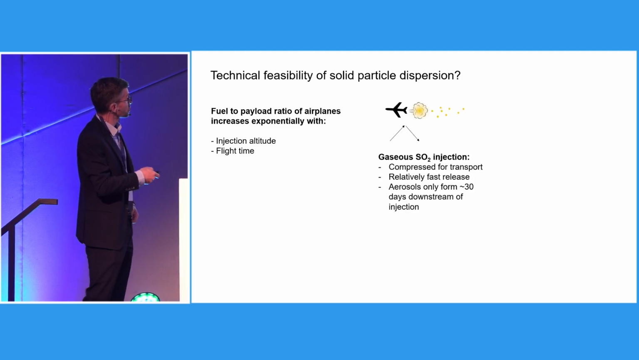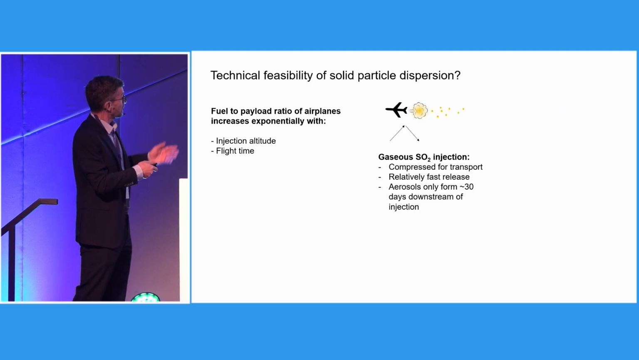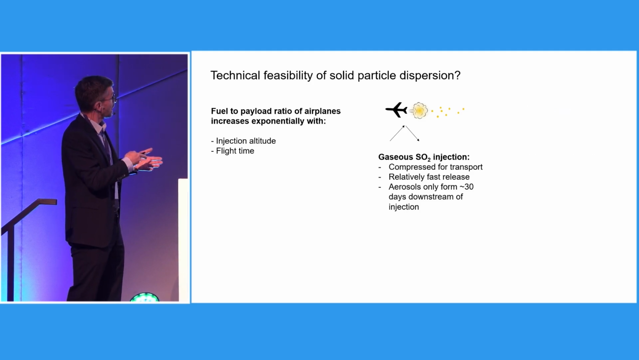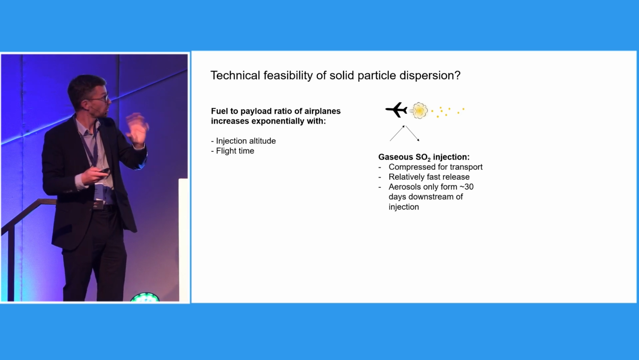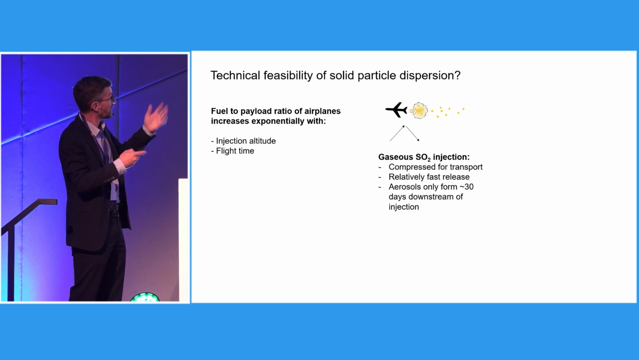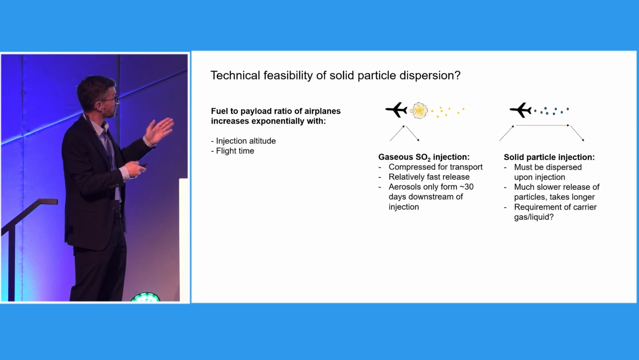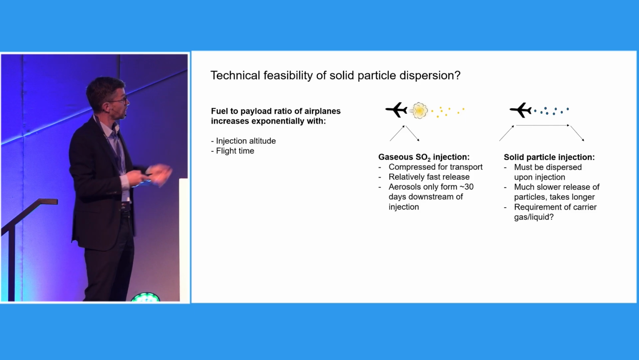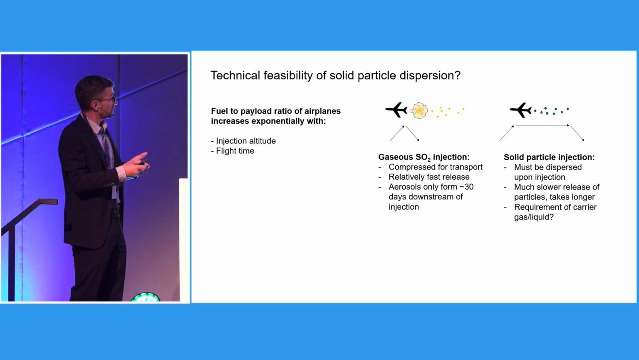And for SO2 injection, it's very easy. It's a compressed gas. You can compress it for transport, and you can release it relatively fast. You just open your valve, and you forget about the gas, because aerosols are only formed about 30 days downstream. But that's not the case for calcite or for solid particles. They must be dispersed upon injection. And that's a problem. So it takes much longer to disperse them.